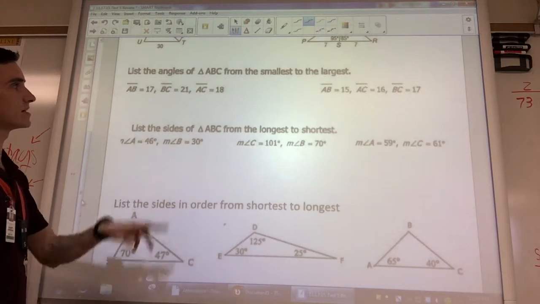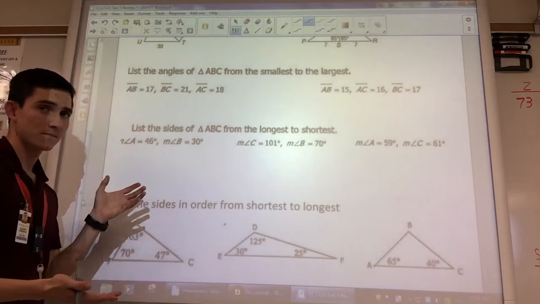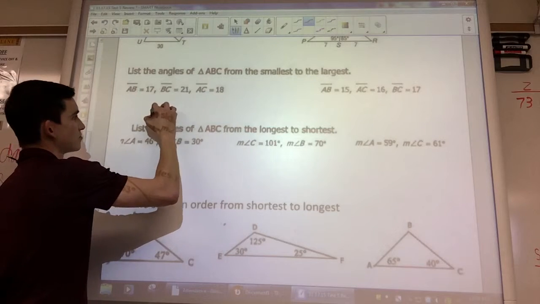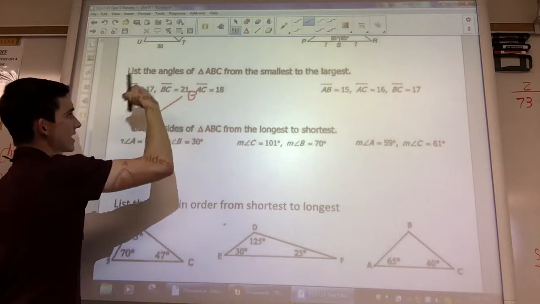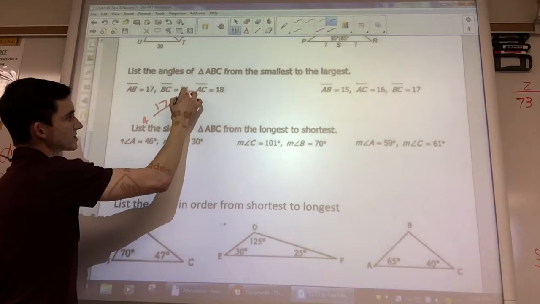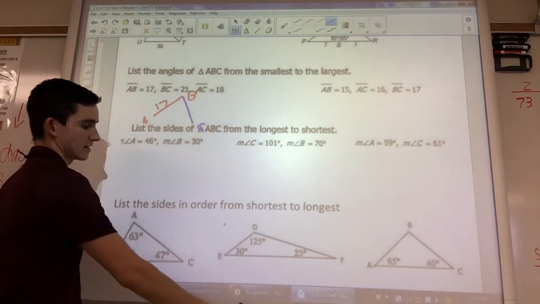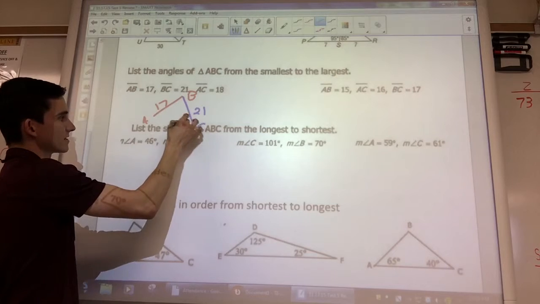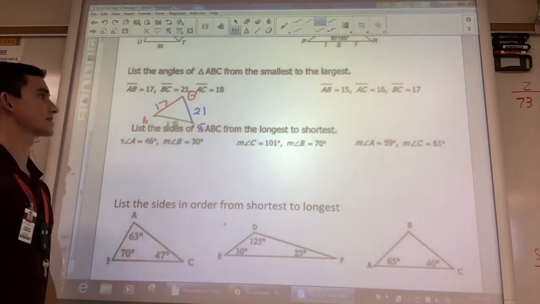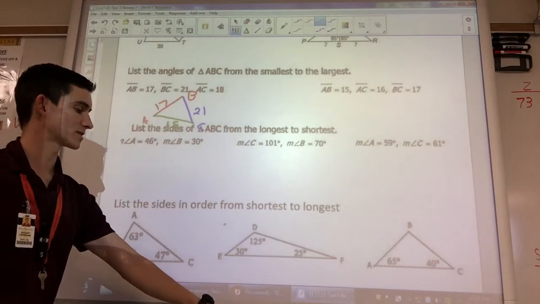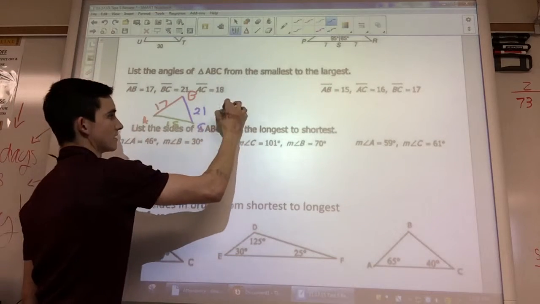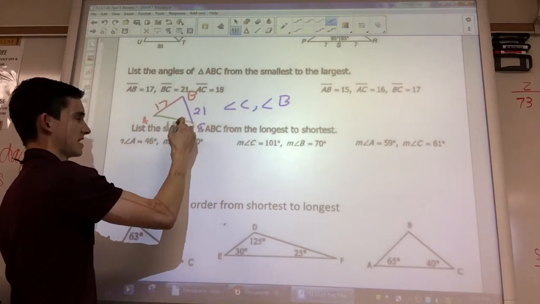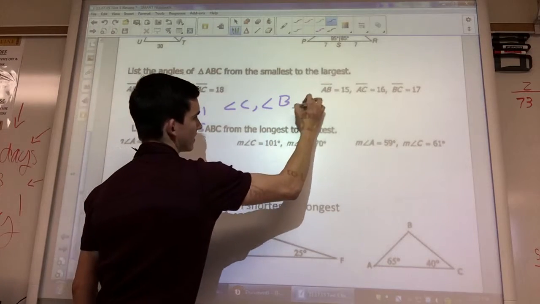List the angles of ABC from smallest to largest. Guys, this is actually really easy, but it doesn't give you a picture. So you need to draw the picture. That's it. It really is actually very easy. So it says A to B. Let's call that A. Let's call that B. From A to B, that's 17. Okay. From B to C, let's call that point C. B to C is 21. And then from A to C, the remaining part, that's 18. So what's the biggest? Well, from smallest to largest. What's the smallest angle? It's across from 17, so it's angle C. Next smallest angle, B. It's across from 18. And then the largest angle is across from 21, the biggest side. Angle A.